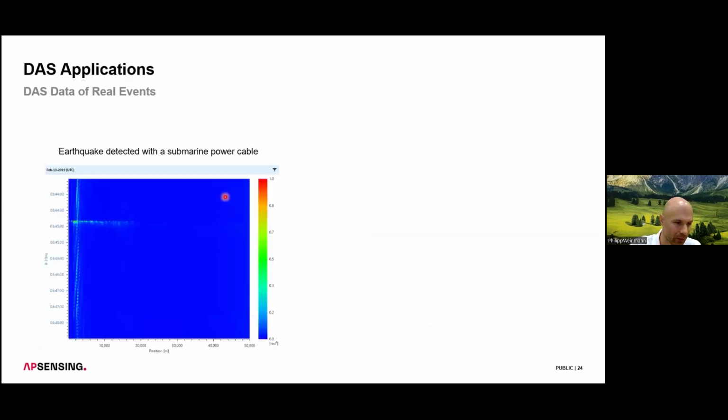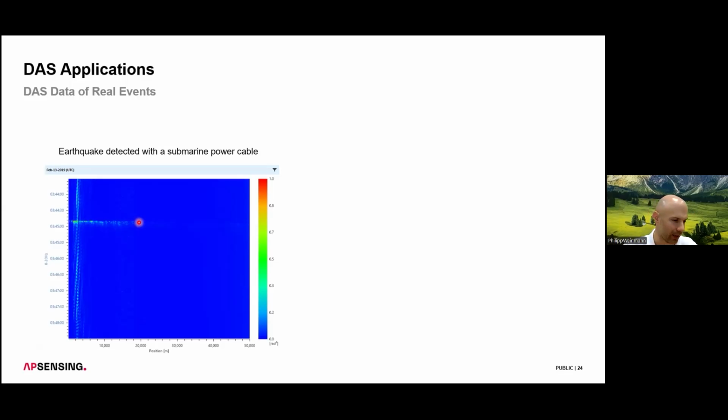And something very similar happened here. This is data from the submarine power cable. A DAS system was installed to monitor the power cable for cable faults, but then an earthquake occurred, and we could see the earthquake happening in our DAS data.